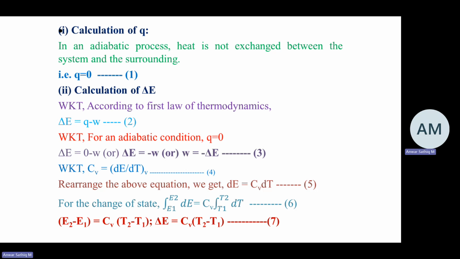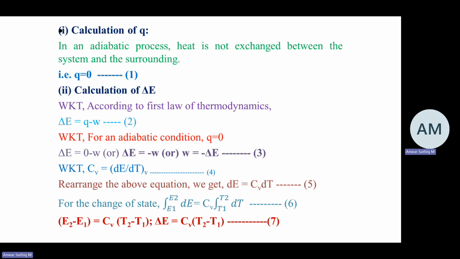We know that heat capacity at constant volume is equal to the rate of change of internal energy with temperature at constant volume. This is equation number 4. Rearrange the above equation, we get dE is equal to CV dT. This is equation number 5.